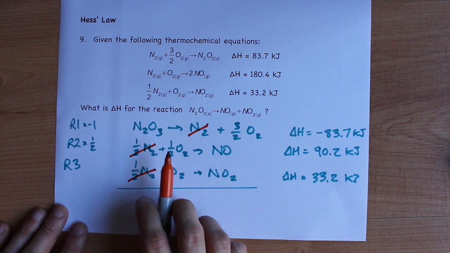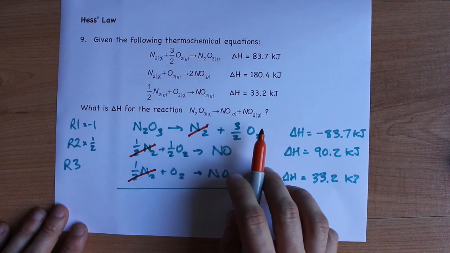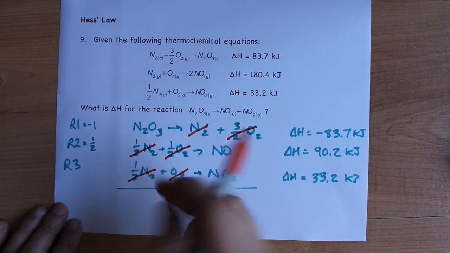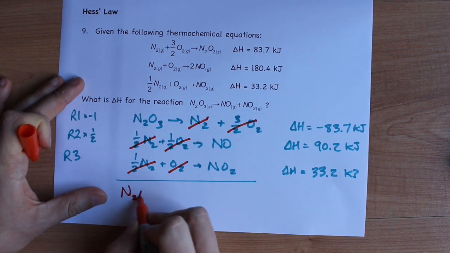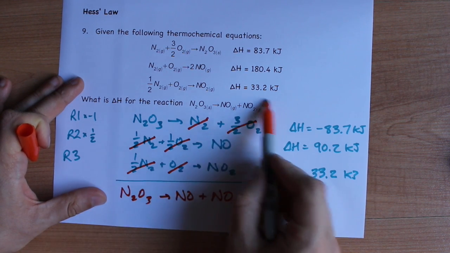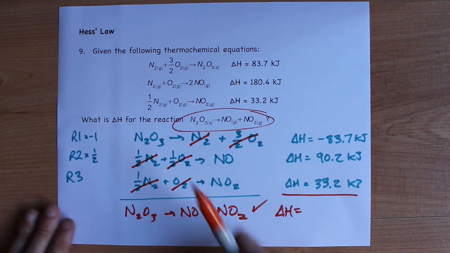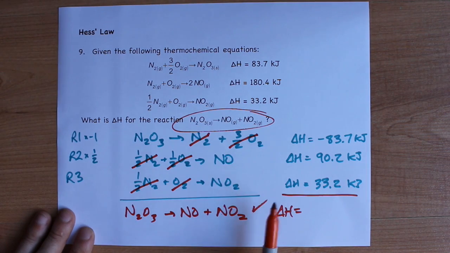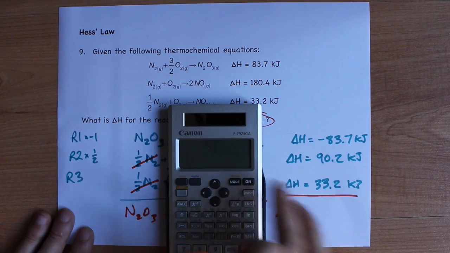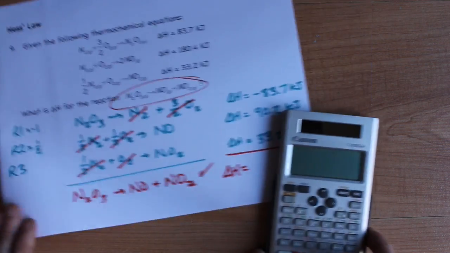On the reactant side, I have 0.5 plus 1, that's 1.5 O2s. And on the product side, I also have 1.5 O2s. So these cancel as well. What am I left with? Well, the answer is N2O3 becoming NO and NO2, which was my target reaction. Great. Because we get this target reaction from adding these three reactions together, we can get the delta H for the target reaction by adding these three delta H's together. It's pretty straightforward once you manipulate the reactions to cancel out perfectly to give you what you want.